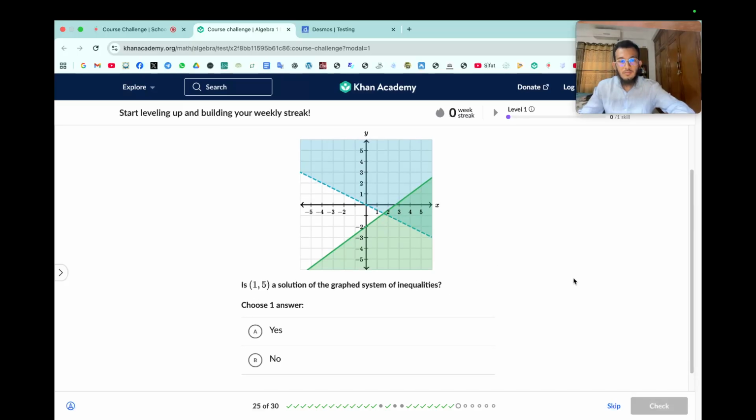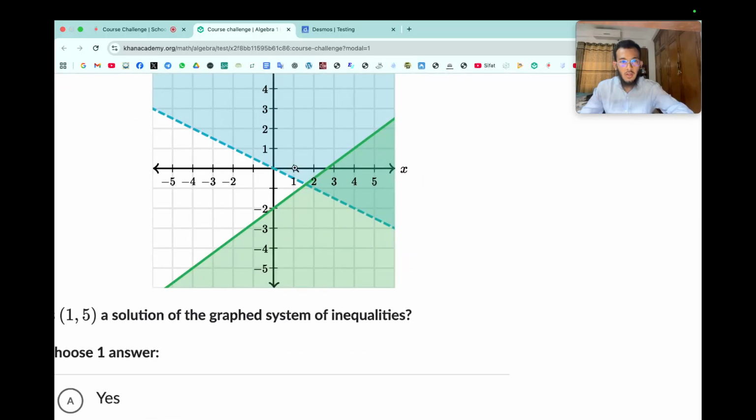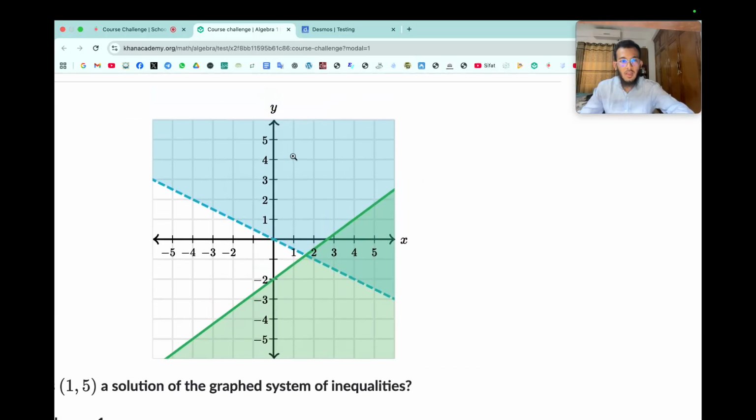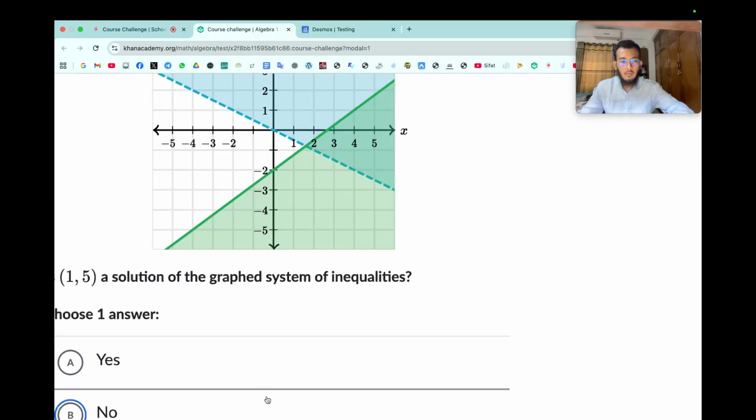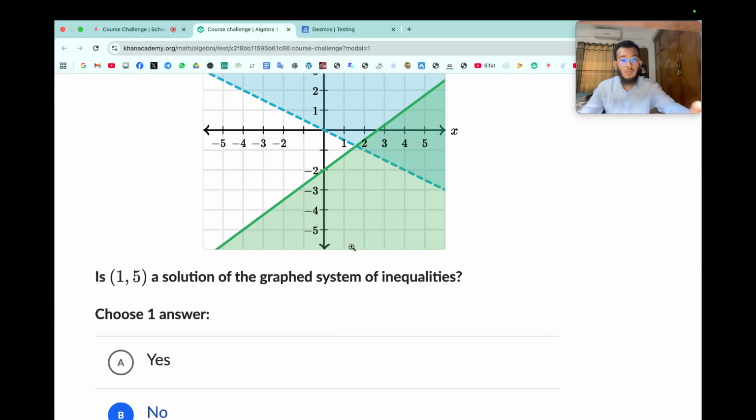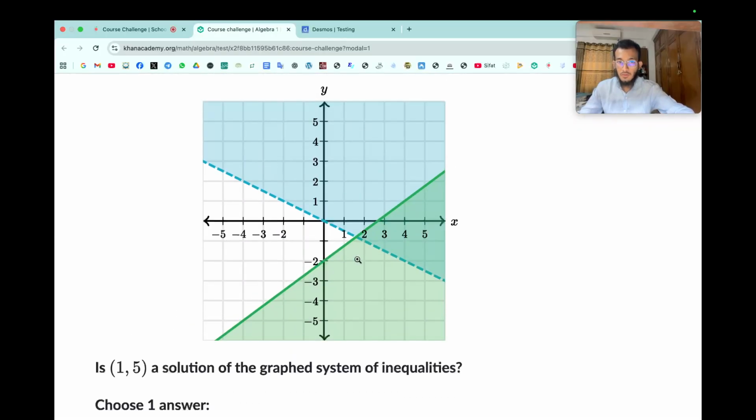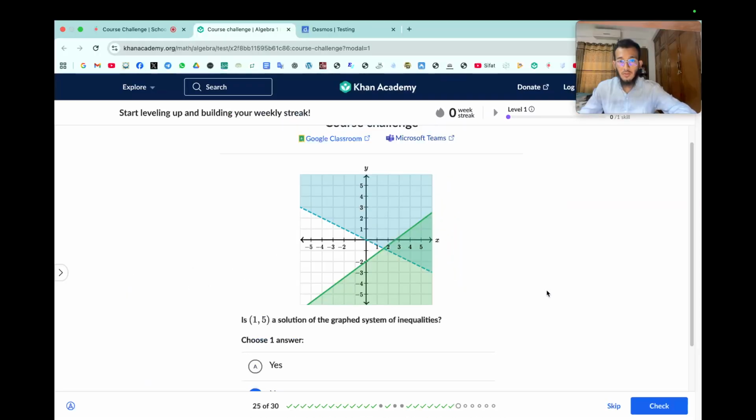Okay, is (1, 5) a solution of the graphed system of inequalities? So x value 1 and y value 5. No, it is not a solution. Why? Because in order for it to be the solution, it should be the intersection of both of those. Here we have the blue shaded region, here we have the green shaded region. The only solution that would be accepted is if it is inside the green line and outside the blue line, because the blue line is dotted and the green line is solid. But (1, 5), x value 1 and y value 5, is here. It's not in there, so that's why it is not a solution.